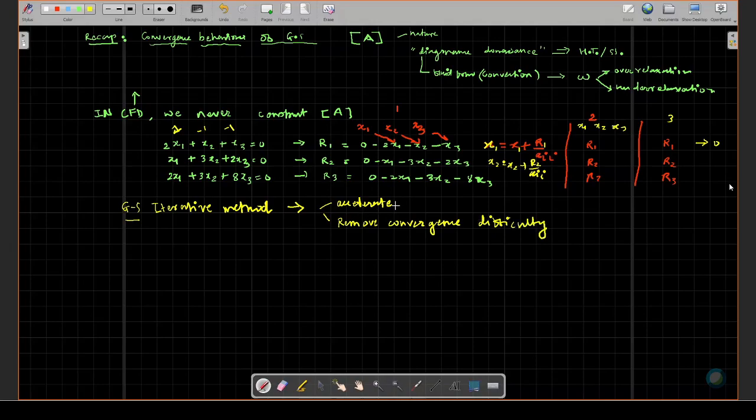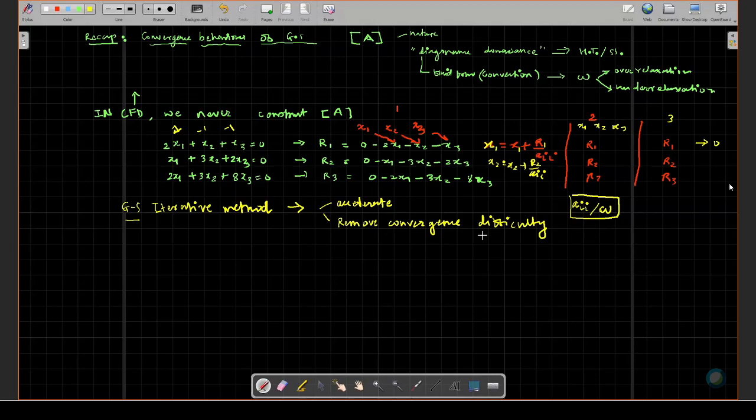Okay. Now, how do we do this? We use this omega parameter. And how do we use this omega parameter? We divide these central coefficients by this omega. If omega is a large number, this total will become a small number, in such a way that you can get an acceleration. If omega is a small number, this total will be a large number. So diagonal dominance will be achieved and it will remove the convergence difficulty.